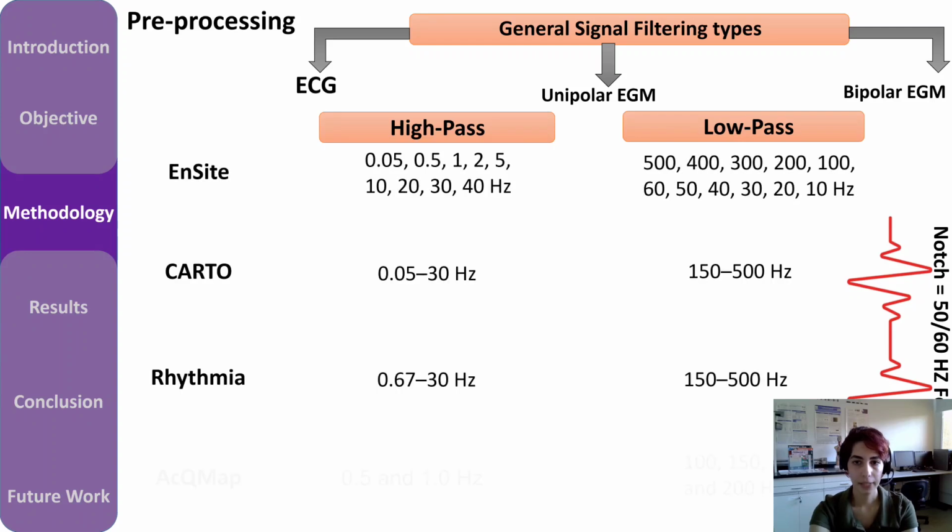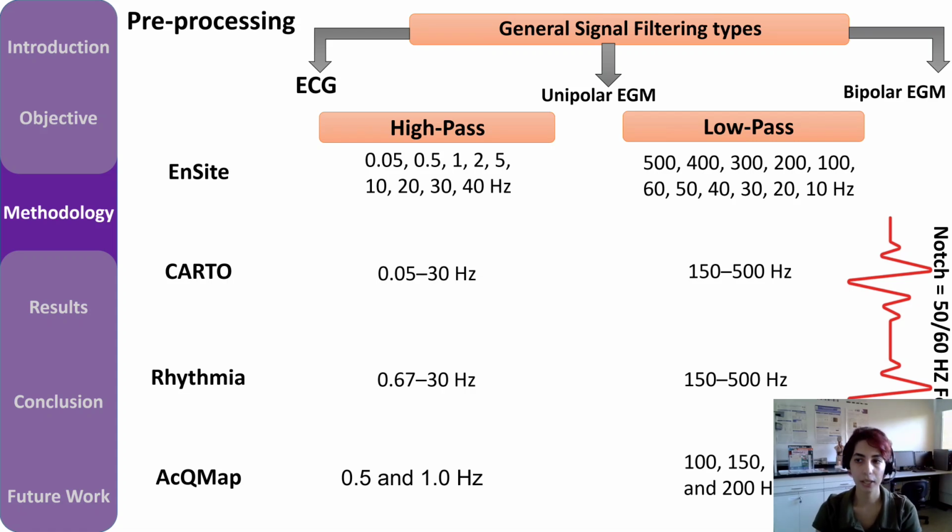So there are 3 types of filtering for ECG signals: unipolar and bipolar electrograms for all of the systems. The notch filter, which is called noise reduction as well, is the same for all of the systems, 50 or 60 Hz, depending on the country. And also high pass and low pass filterings are in these ranges, so for each system there are some differences between the values.